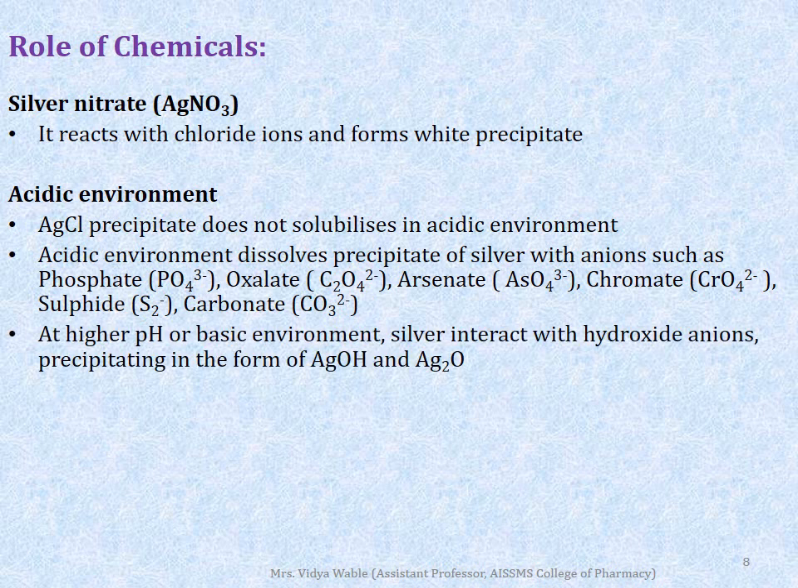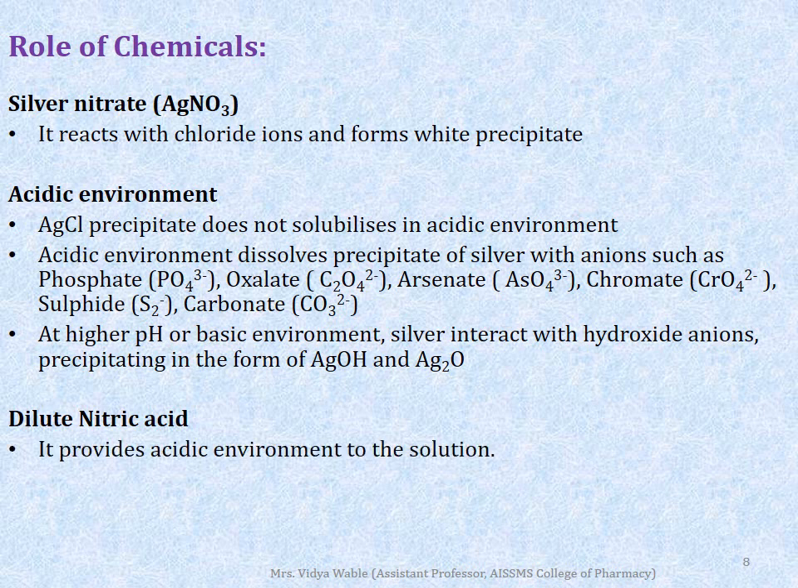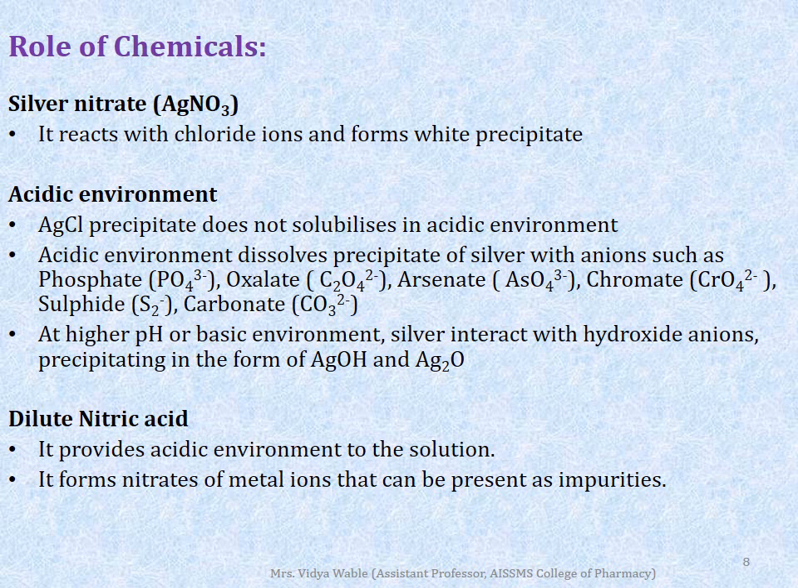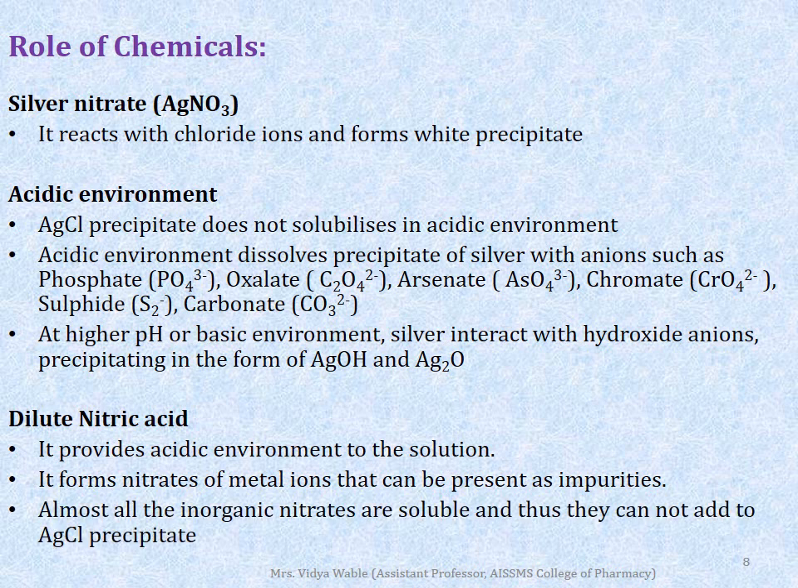If we use a higher pH or basic environment, silver interacts with hydroxide anions and can form a precipitate in the form of AgOH. So we have to use an acidic environment for the test. To give the acidic environment, we are using dilute nitric acid. It provides an acidic environment to the solution. It also forms nitrates of metal ions that can be present as impurities. Almost all inorganic nitrates are soluble and thus they cannot add to the AgCl precipitate. So this is the basic role of nitric acid in the limit test of chloride.